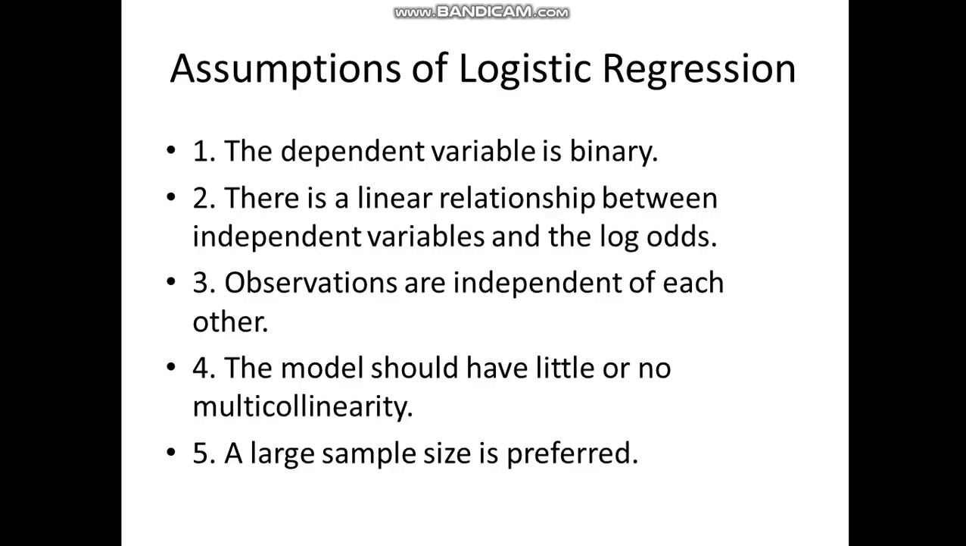Secondly, there is a linear relationship between the independent variables and the log odds. Okay, so I'm going to be very fast with this so that I can quickly go to SPSS and show how to do this. Third, observations are independent of each other. Four, the model should have little or no multicollinearity. And number five, a large sample size is always preferred.